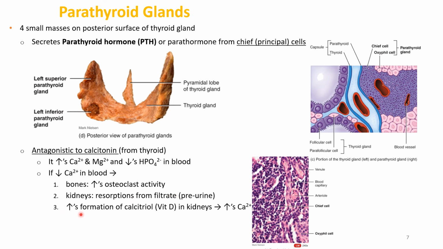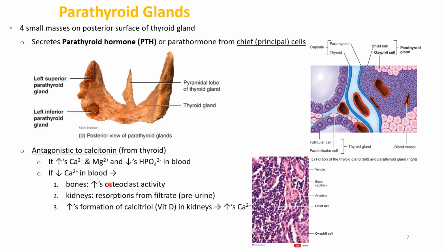And then the third way is that it's going to increase the formation of calcitriol. And calcitriol is basically vitamin D. It's a precursor of vitamin D. And what it's going to do, in the kidneys, vitamin D is made in the kidneys, and it's going to increase the calcium that's absorbed in your gut. So how much calcium you're actually taking in when you eat calcium. So it's going to be helping all of that. So those are 3 ways we can bring the calcium back.